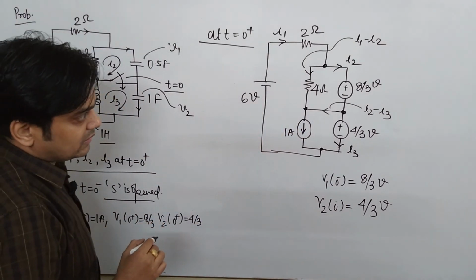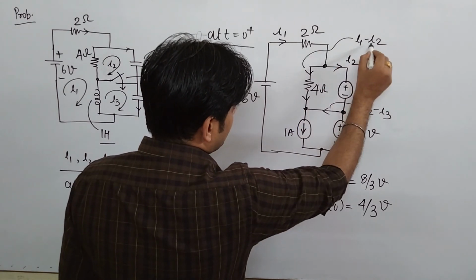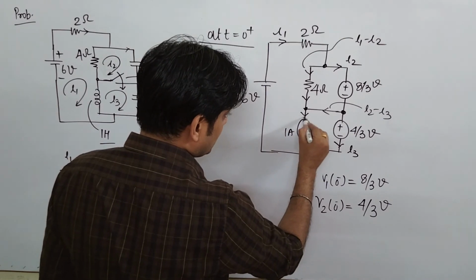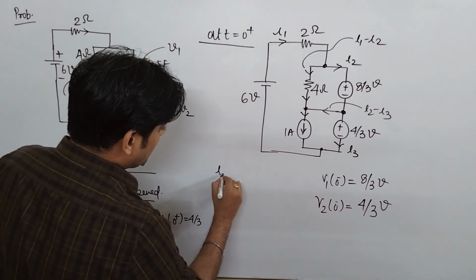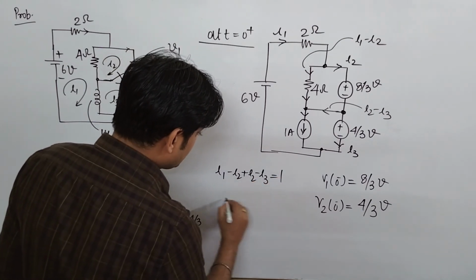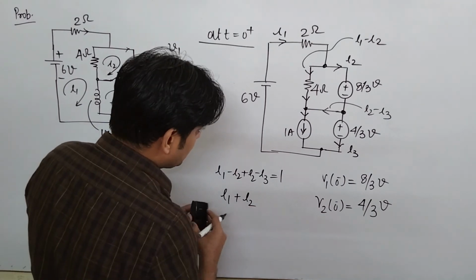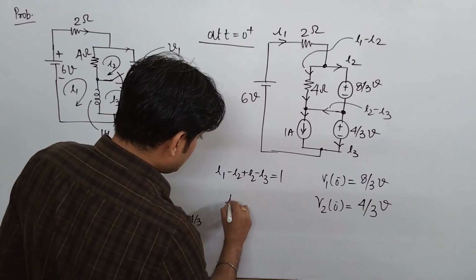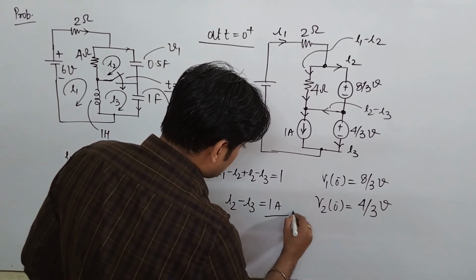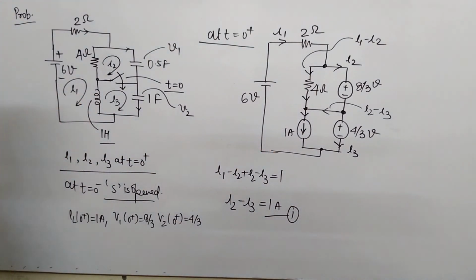Why am I doing this current division? Just to understand. So here the current is I1 minus I2, here the current is I2 minus I3. When both the currents enter here, you can say that I1 minus I2 plus I2 minus I3 is 1 ampere. So from here you can say that I1 minus I3 is 1 ampere. Say this is equation first.